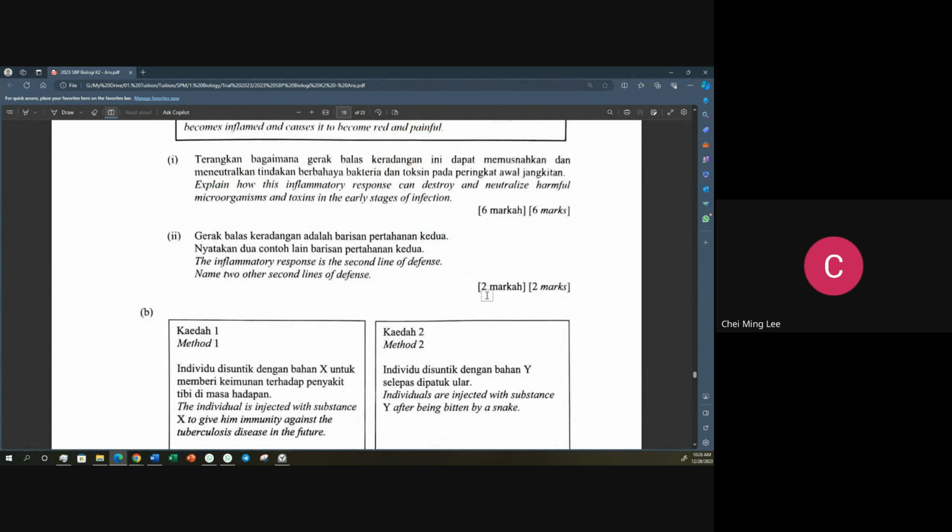Now, the inflammatory response is a second line of defense. So name the other two second lines of defense. Inflammatory, we have fever also as part of it, and also phagocytosis. Okay, these two, 2 marks.